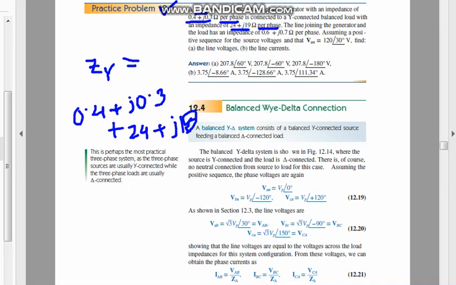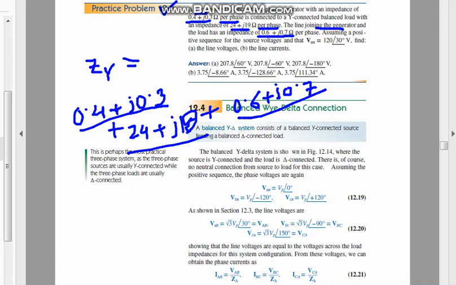After that, the line joining the generator and the load has an impedance 0.6 plus 0.7j ohm, that means the line impedance. So you can also add this impedance too. All the impedances have to be added as they are in series, that is known as per phase. So all things will be added like this: the generator impedance, the line impedance, and the impedance of the load. After adding up these things you can easily get ZY.